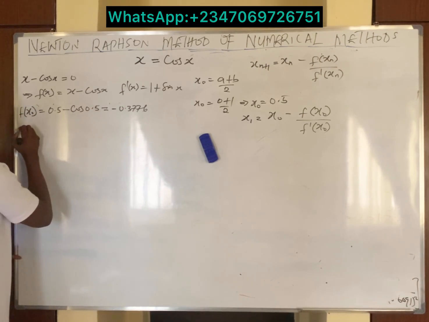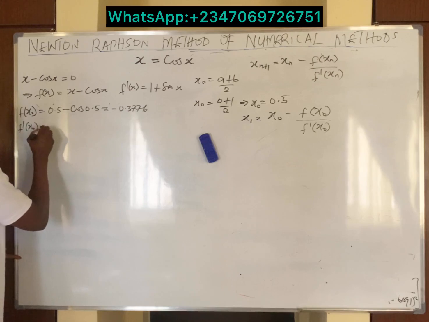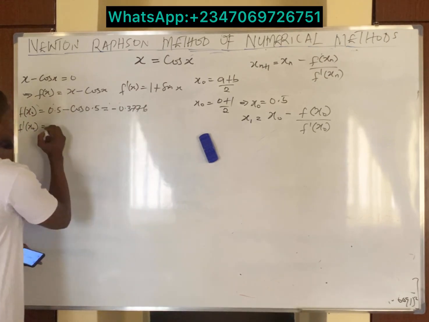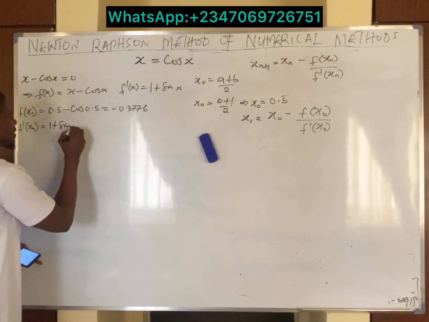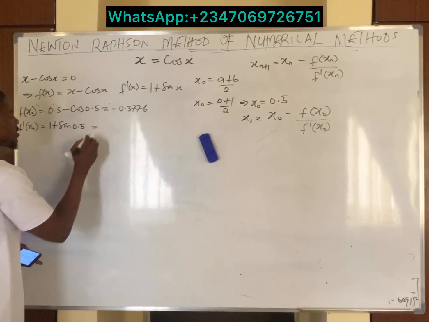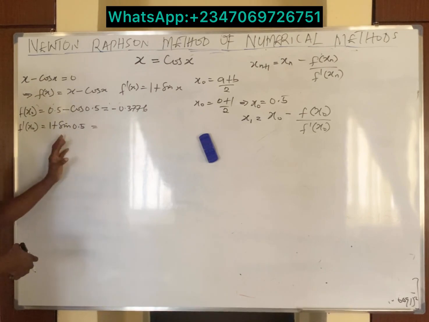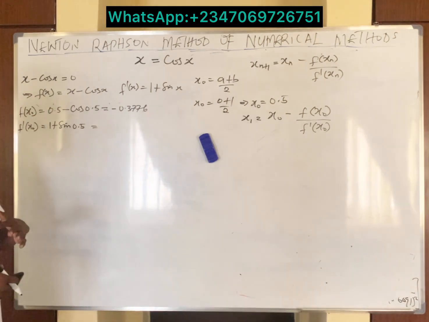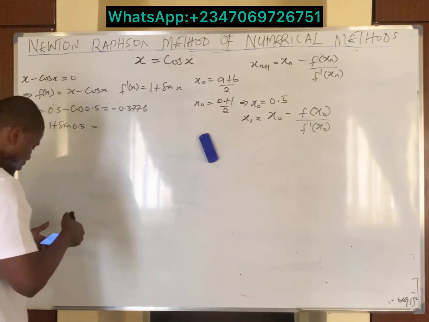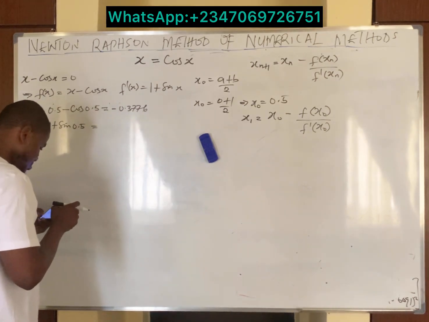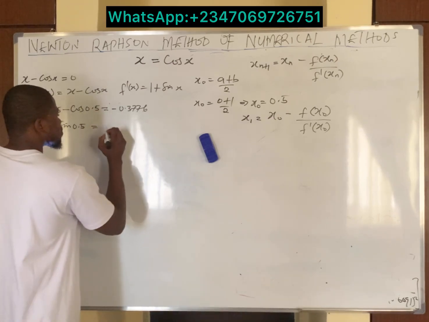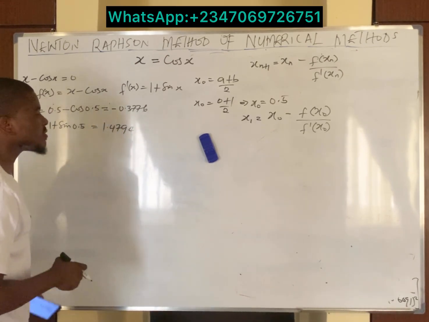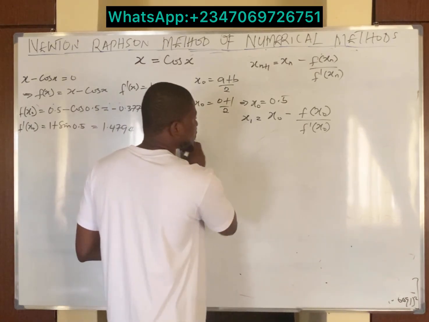Next, I find f prime of x naught, which means the derivative at that given initial guess. So remember the formula for the derivative, it is 1 plus sine x. So you have 1 plus sine of 0.5. Once again, do not forget to put your calculator in radian mode, to be able to punch sine 0.5. So you have the same value that I'm having. So 1 plus sine 0.5, I'll punch all together. That simply gives me 1.4794. So I have approximately 1.4794.